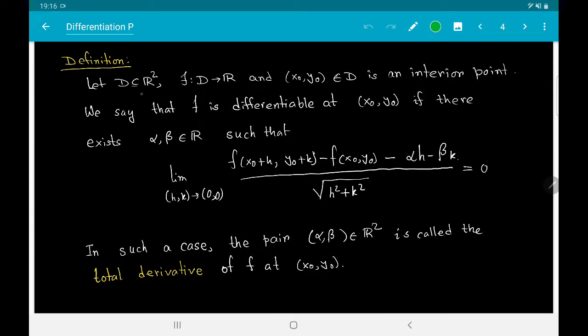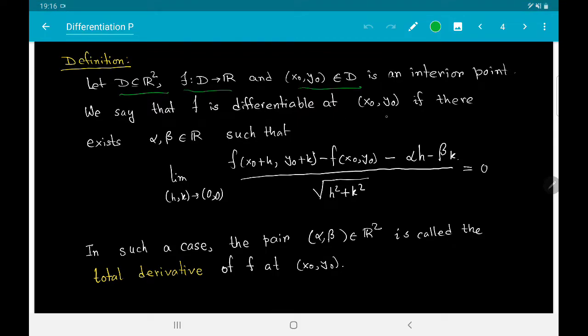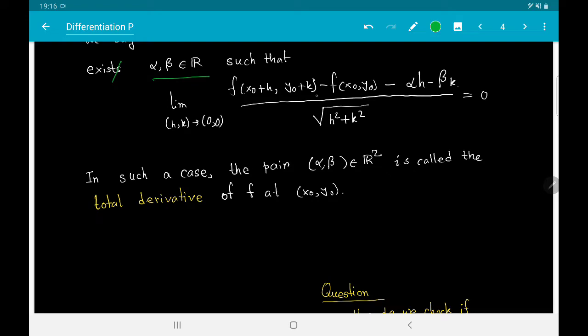As always, we have a domain inside R2, a real valued function, a function in two variables, and an interior point (x0, y0). We say that f is differentiable at (x0, y0) if there exist two real numbers alpha and beta such that the limit of f of (x0 plus h, y0 plus k) minus f of (x0, y0) minus alpha h minus beta k, divided by the square root of h square plus k square, is equal to 0. You may recall that this is nothing but the norm of the vector (h, k) as we have defined earlier.